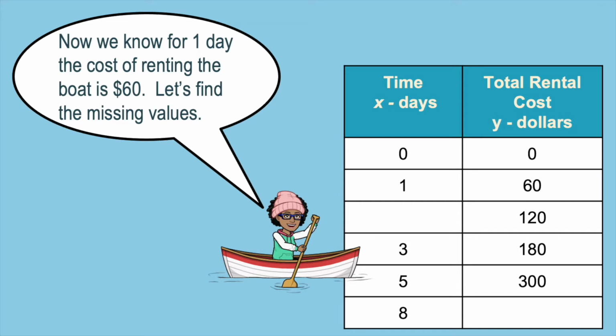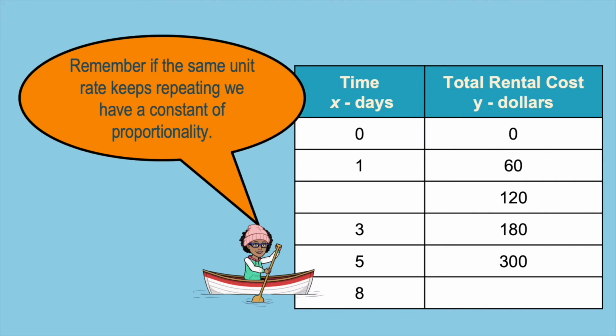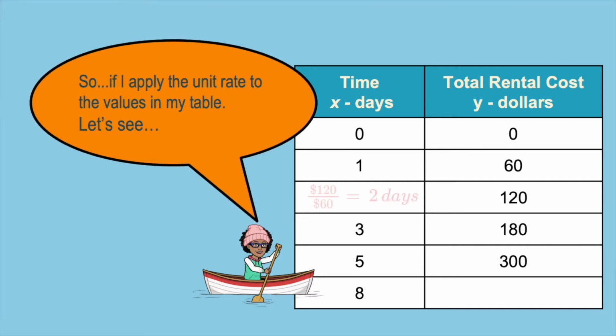If you noticed, I've added another row. This additional row now shows the unit rate. So let's begin. Remember, if the same unit rate keeps repeating, we have a constant of proportionality. So if I apply the unit rate to the values in my table, let's see what happens. I divided $120 by the unit rate of $60. That means I rented the boat for 2 days.